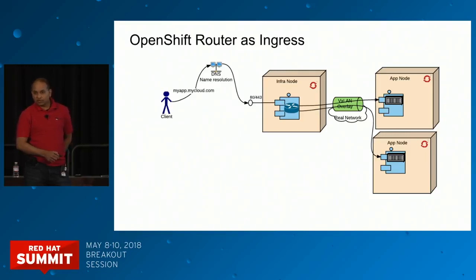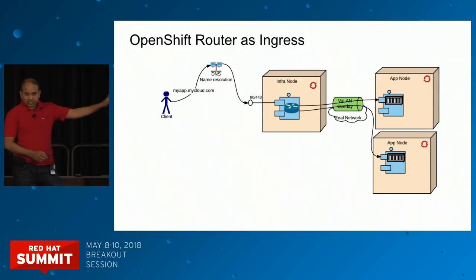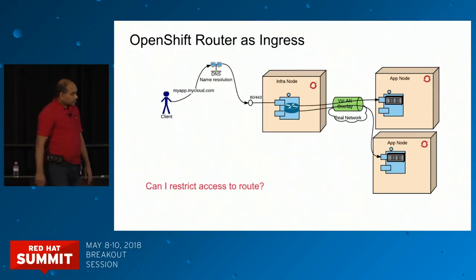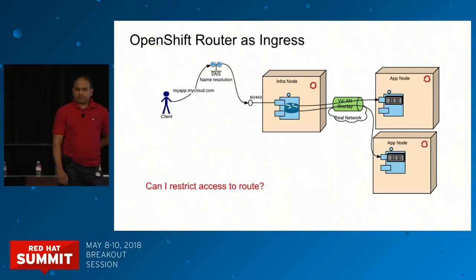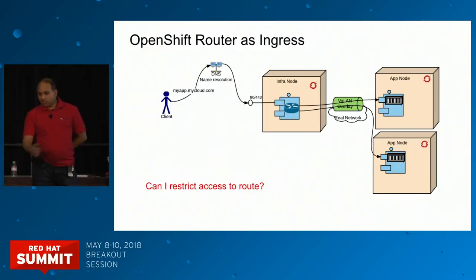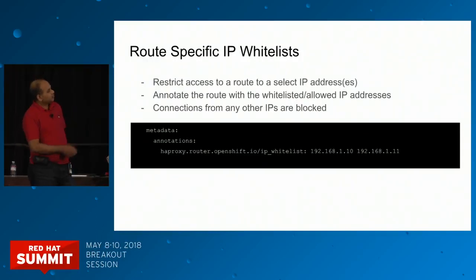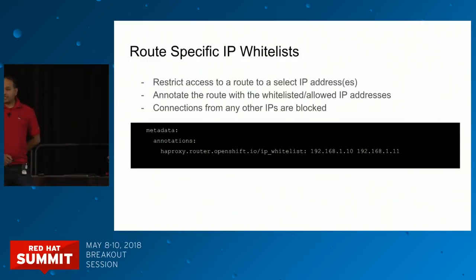We saw how the overlay network works before, right? So it uses the same mechanism. Now, can I restrict access to the route? I know that I can get traffic into my cluster using port 80 and 443, but how can I restrict access, right? That is where IP whitelisting comes into play.